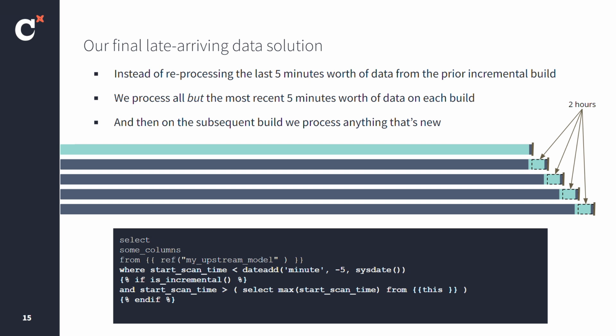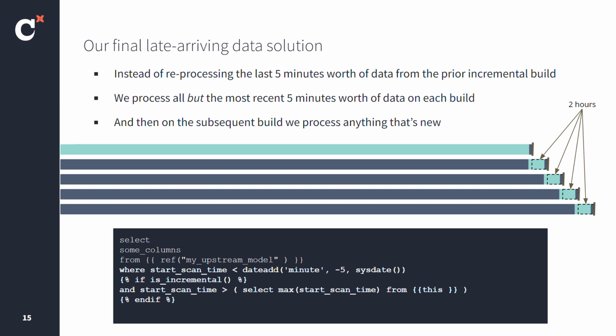And so we skip that data on the first run, and then on the second run, we can say we are sure that we got everything in here. We didn't miss anything. There's no late arriving data in there. And we can pick up exactly from where we left off and start processing from there forwards. And then we, again, skip the last 5 minutes.